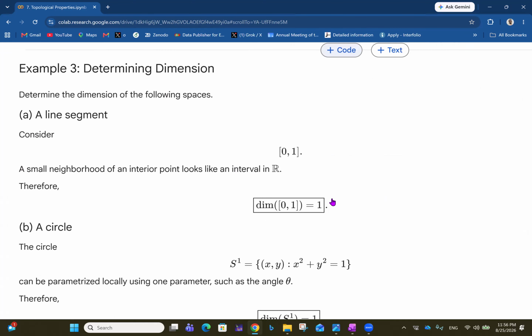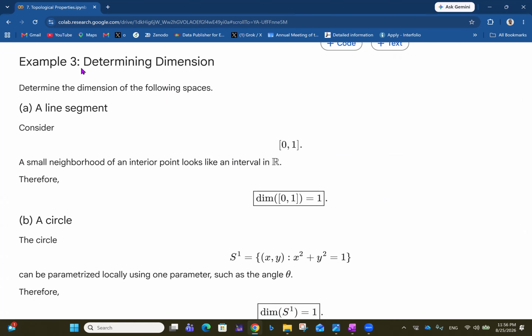So look at example 3. How do you determine dimension? Determine the dimension of the following spaces. You have a line segment. Consider the closed interval [0, 1]. Of course, it is in the one-dimensional real number space. A small neighborhood of an interior point looks like an interval in R. Therefore, the dimension of [0, 1] is 1 because [0, 1] is in the real numbers.